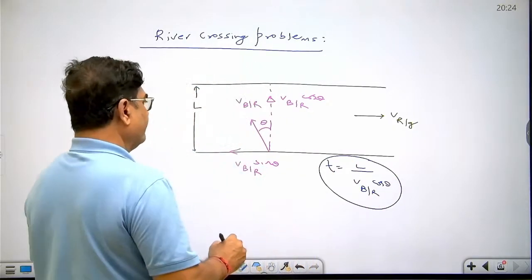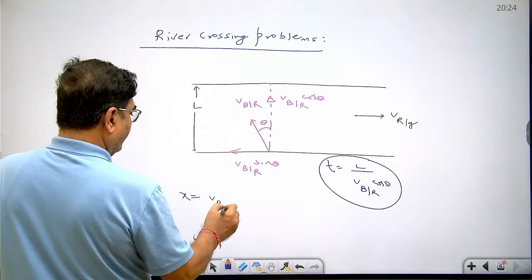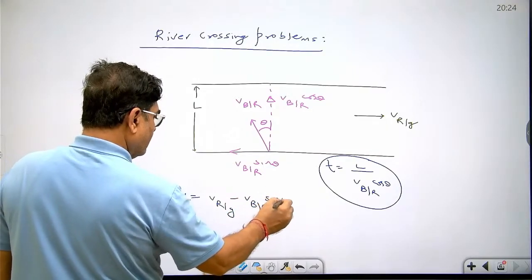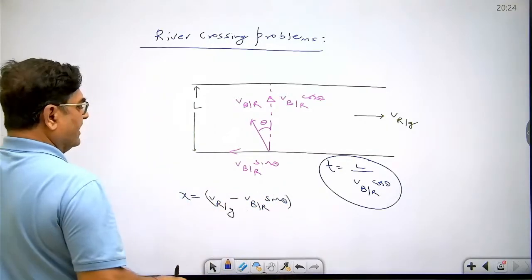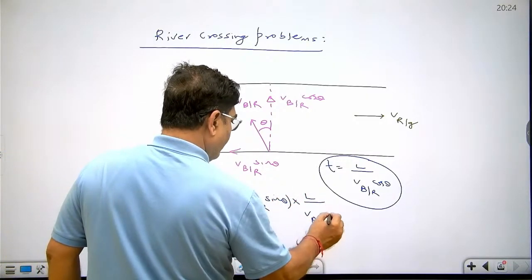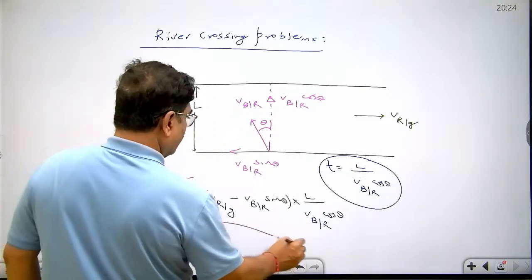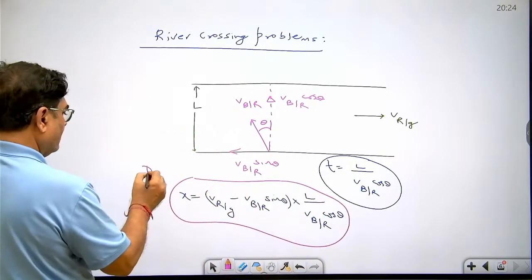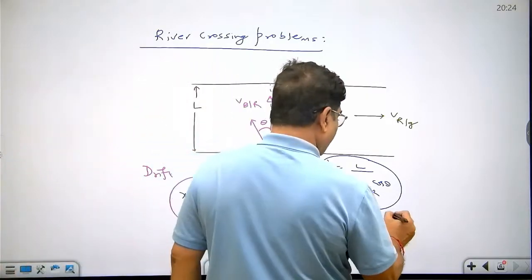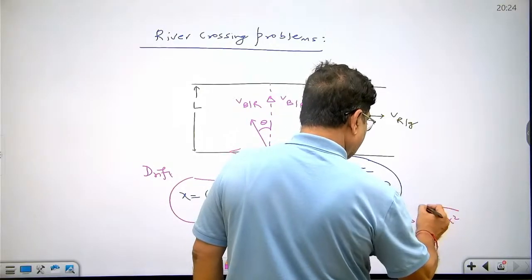Okay, and what is drift? Drift is X. This is VRG minus VBR sin theta, the net velocity in X direction, multiplied by river crossing time. This is L upon VBR cos theta. This is drift. And dear student, what is displacement? Displacement of the boat or swimmer is the square root of L square plus X square.